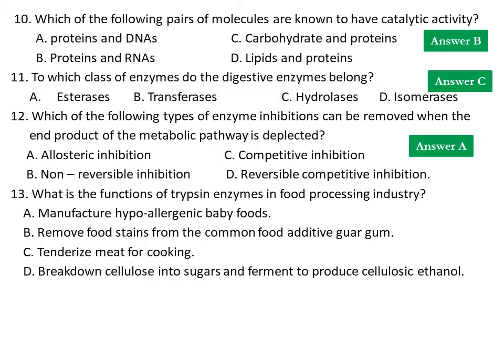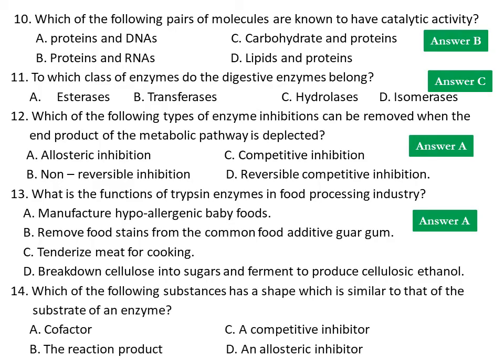B. Remove food stains from the common food additive gum. C. Tenderize the meat for cooking. D. Break down cellulose into sugar and ferment it to produce cellulose ethanol. So the answer should be A. Manufacture hypoallergic baby food. That is a function of trypsin in the food industry.